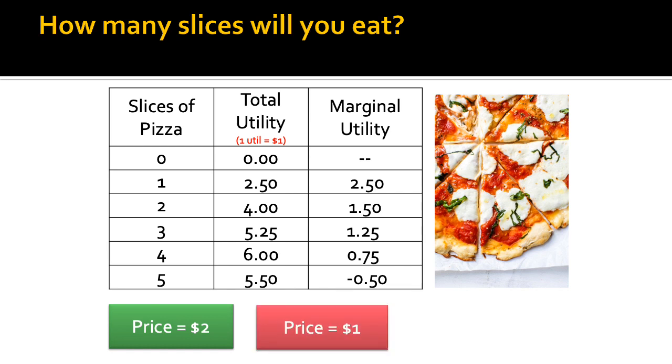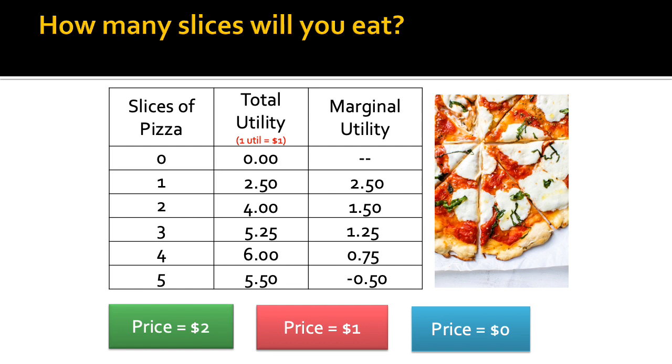What if the price was $1? How many pizzas would you consume then? Well, you're consuming as long as the marginal utility exceeds the price, and in this case, that would mean you would consume 3 slices of pizza. What if it was free? How many slices would you consume?